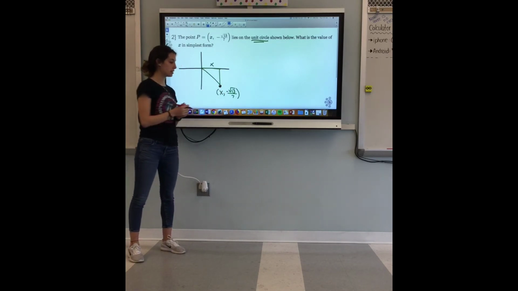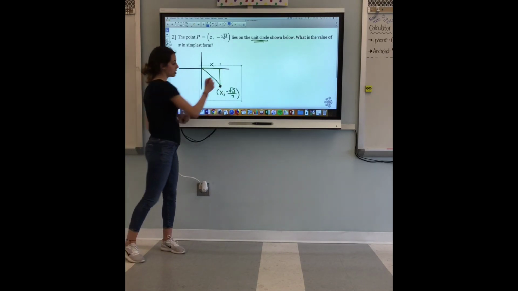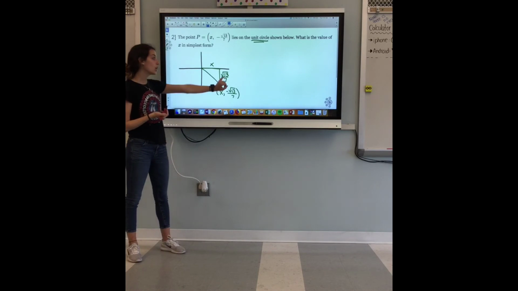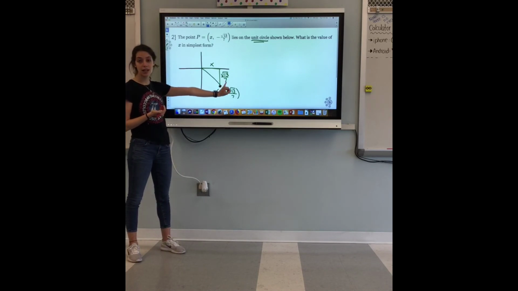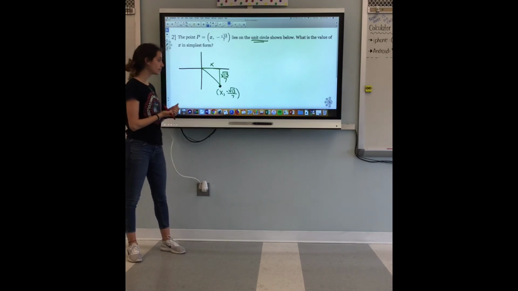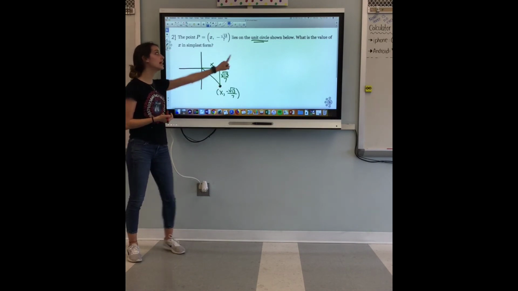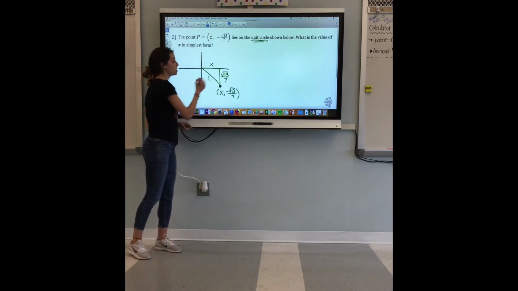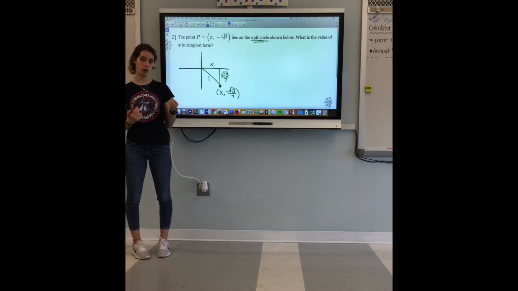Our y distance, they give us our y coordinate. So this is radical 13 over 7. Keep in mind, you cannot make this negative because it is a distance of a triangle. And lastly, our hypotenuse. It tells us that it lies on the unit circle, so our hypotenuse is automatically 1.